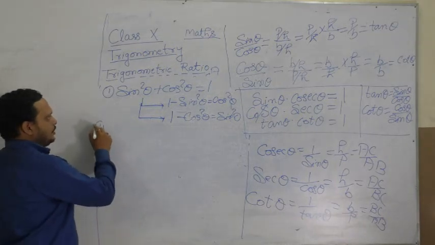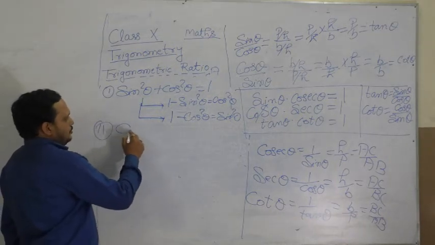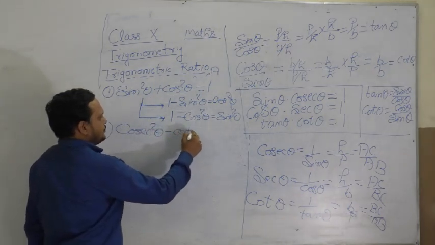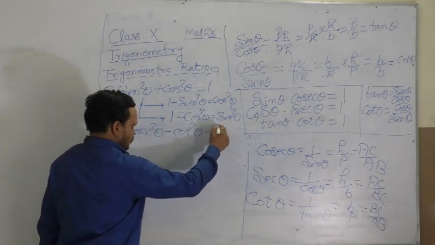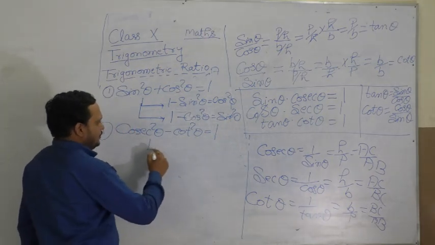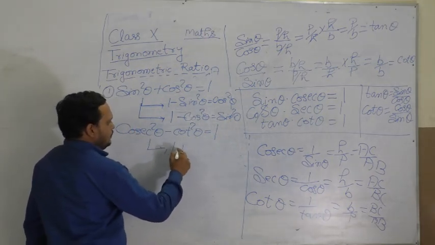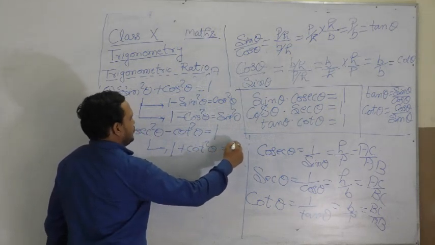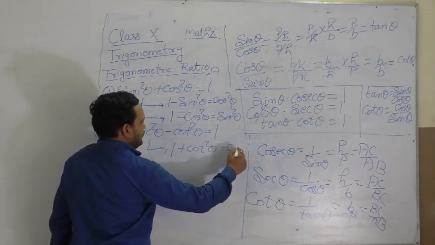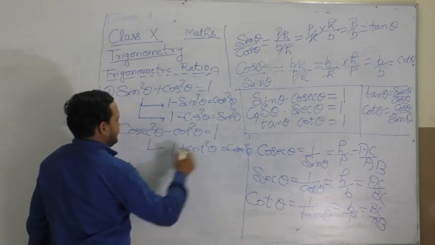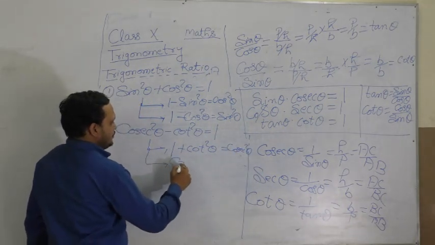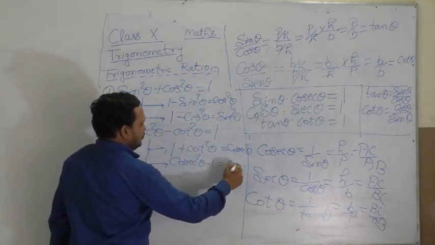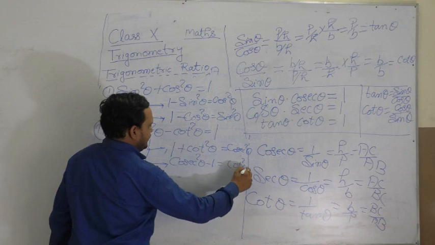Now come to the second formula: cosec square theta minus cot square theta equals 1. In this formula you can find two different formulas. 1 plus cot square theta equals cosec square theta, and the second formula is cosec square theta minus 1 equals cot square theta.